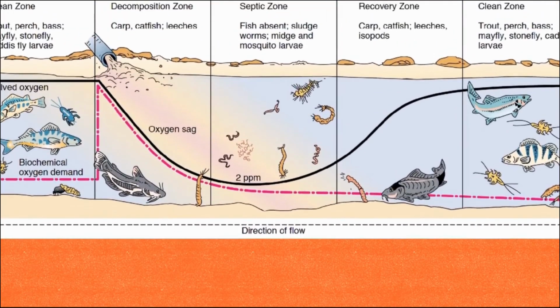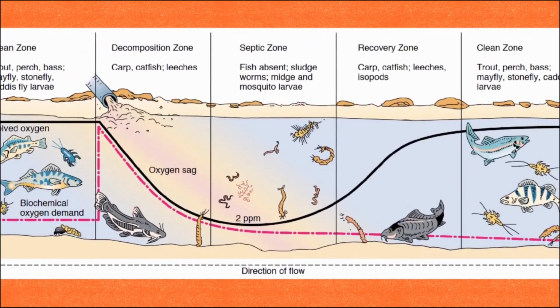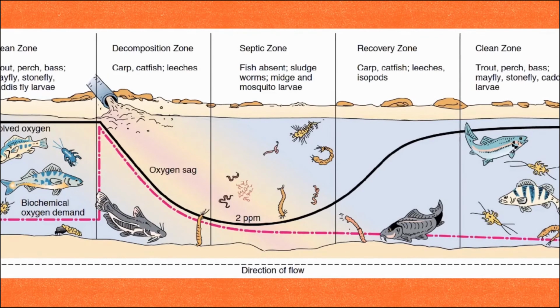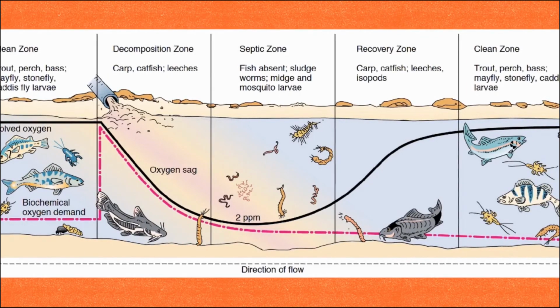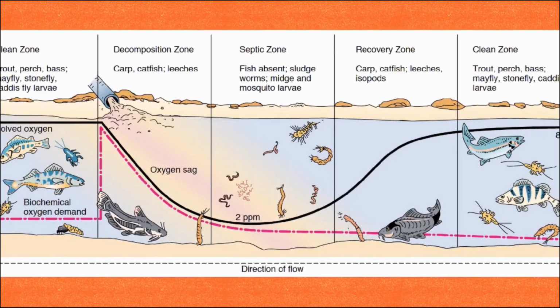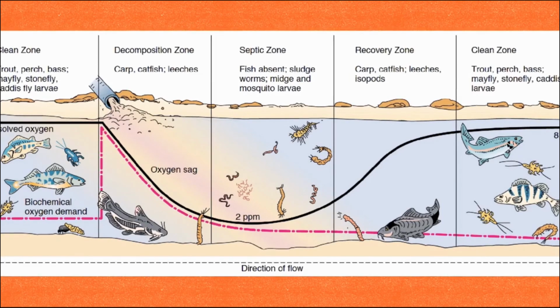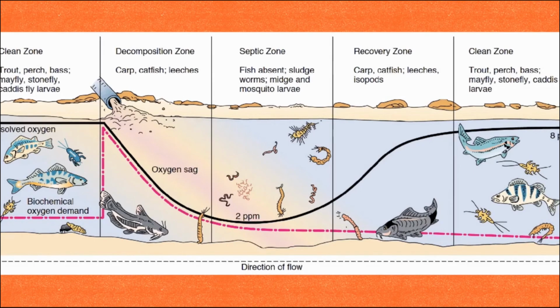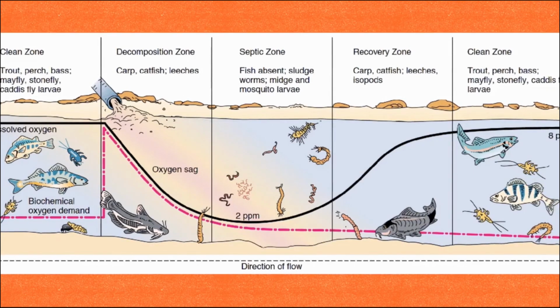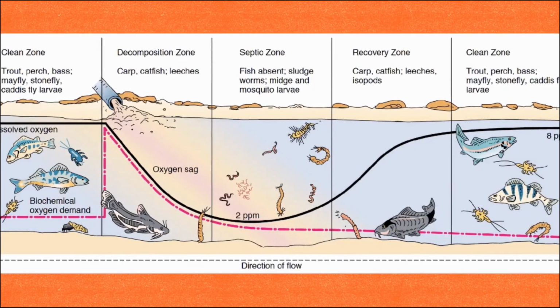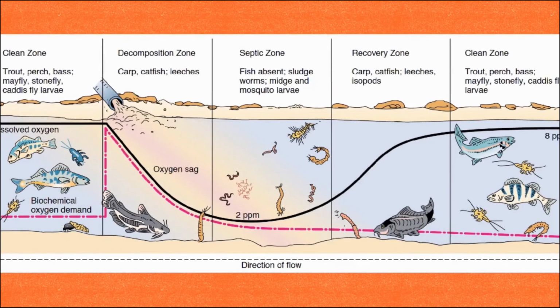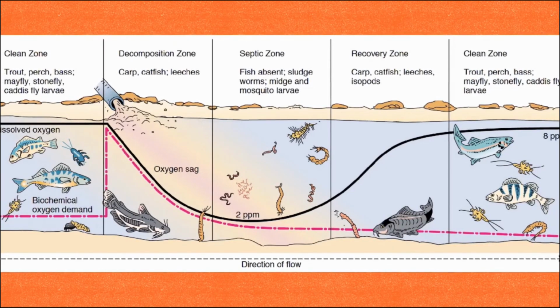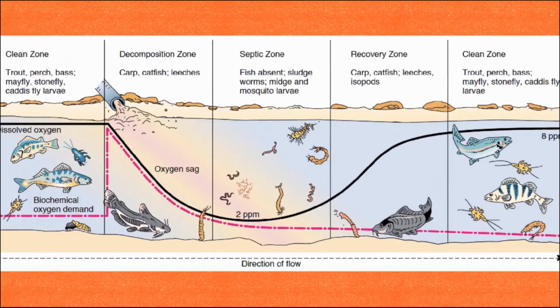So when pollution enters a stream, this is what it typically looks like. Before it enters, we have what's called the clean zone. We have high oxygen levels and lots of different types of organisms. Once the pollution enters, however, we now call this the decomposition zone, where there's lots of algae growth and lots of decomposers breaking down the dead material. Oxygen levels drop off significantly here. And then you enter into the septic zone, where the oxygen levels reach their lowest point.